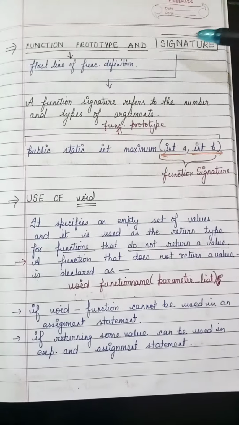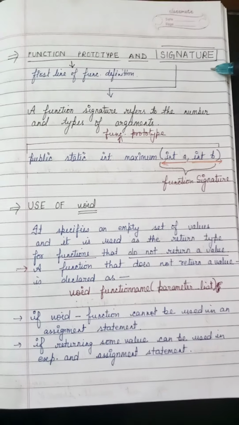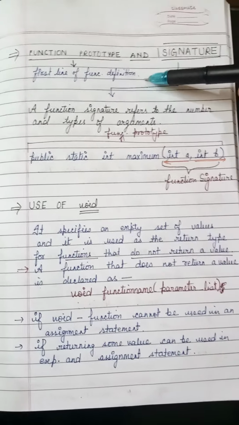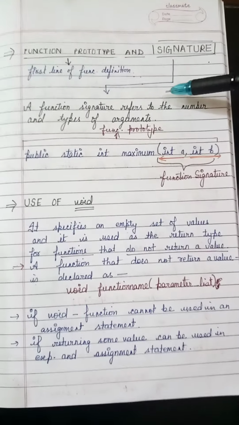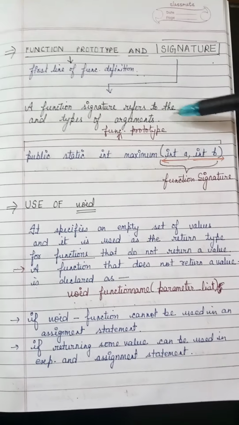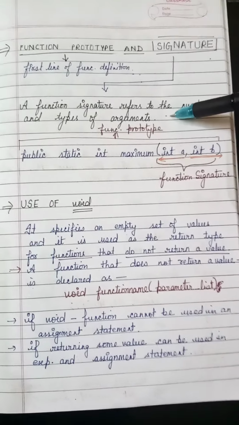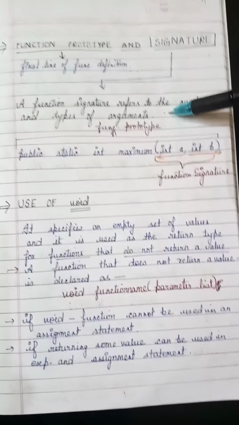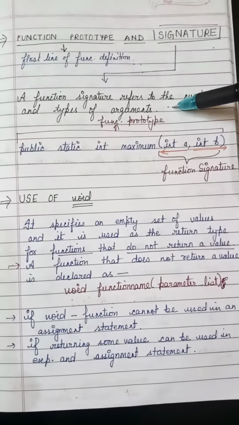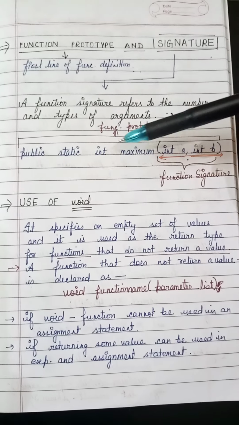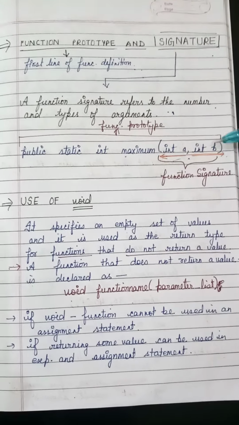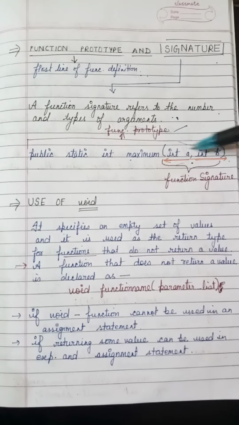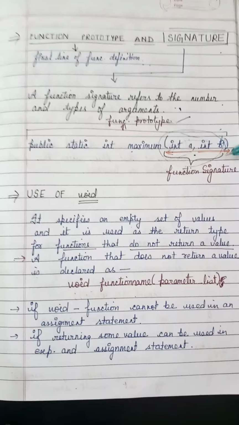Now, what is a function prototype and signature? I told you the first line of the function definition is the function prototype, and a function signature refers to the number and type of arguments. Okay, the parameter list present within the parentheses, just after the name of the function. This public static int maximum, this complete line is the function prototype, and this one portion is the function signature.